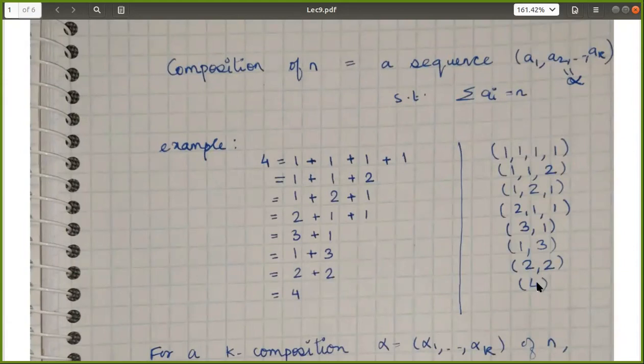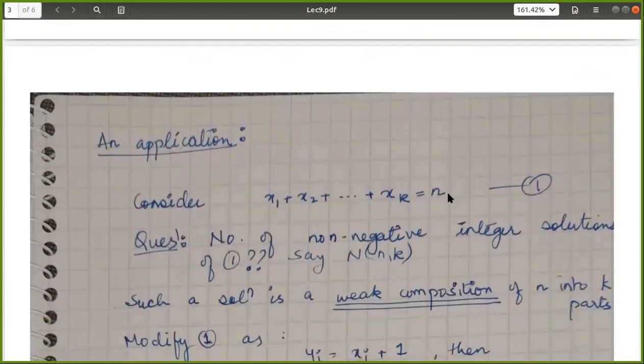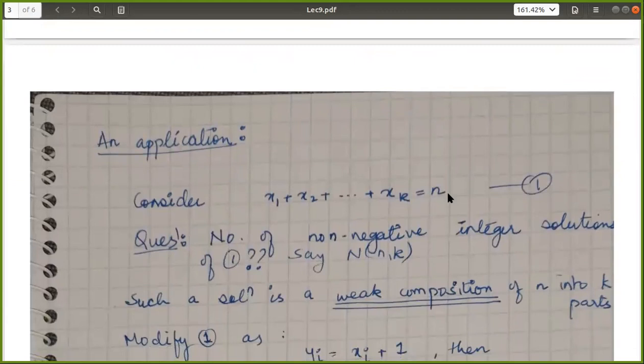Understanding my point? Yes, ma'am. But we have done so much theory, so we are not going to let this go to waste. So we are going to modify the equation. First of all, when you ask for the k compositions, but the elements can take values even from 0, such a composition is a weak composition. What we did earlier was called a composition. If they're allowed to take values as 0, it's called a weak composition.